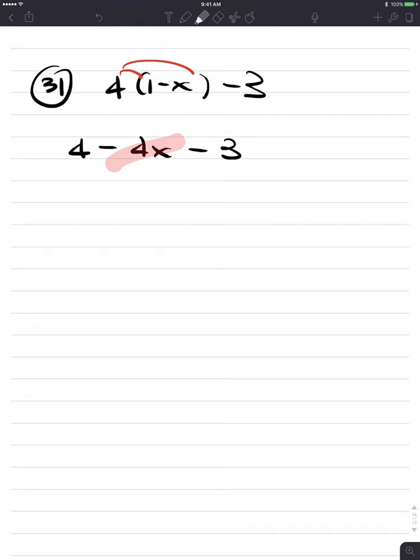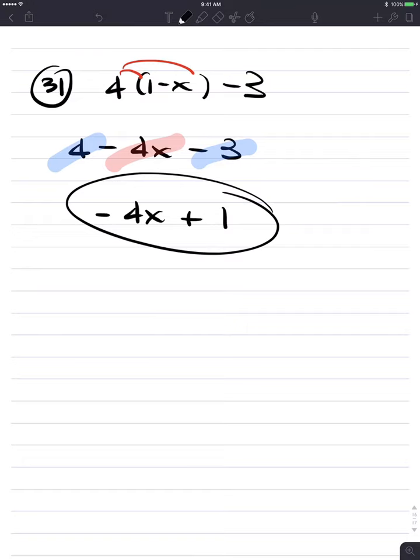Red, blue. These terms are like in blue. We're going to end up with a negative 4x. We can't combine that with anything. And 4 minus 3 is a positive 1. We have combined like terms.